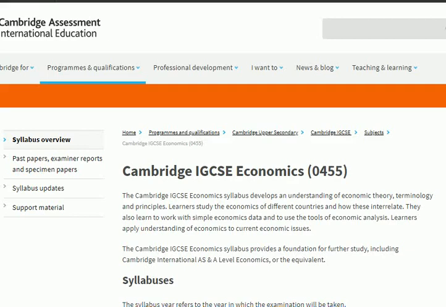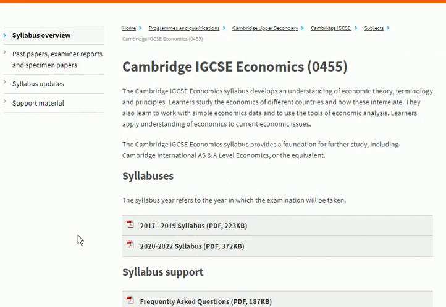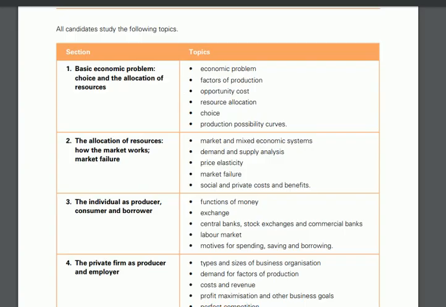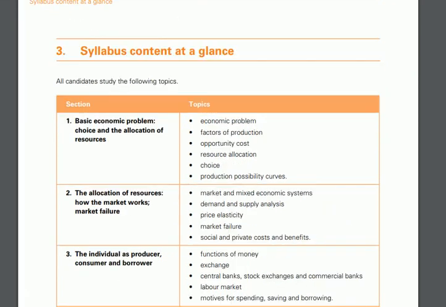Hi, today we're looking at Cambridge IGCSE Economics using the 2017 and the 2020 syllabus. So, we will look at the assessment overview, some specification papers and support material. Firstly, here's the specification at a glance from the syllabus.